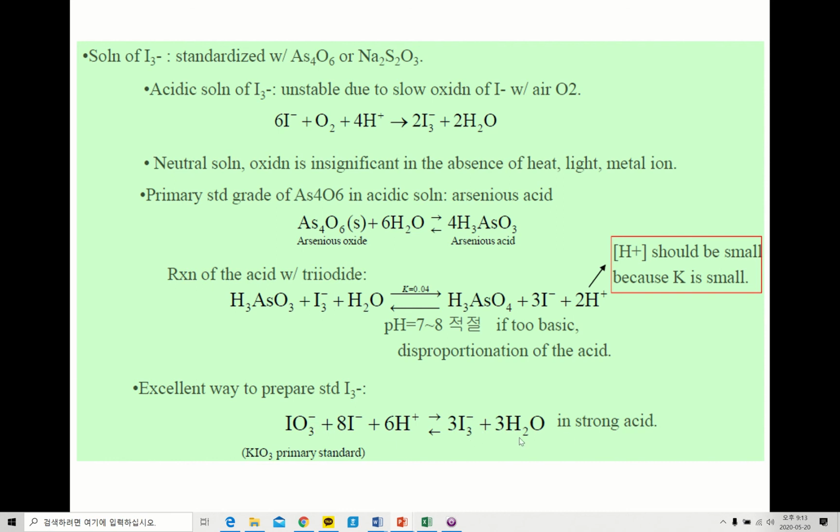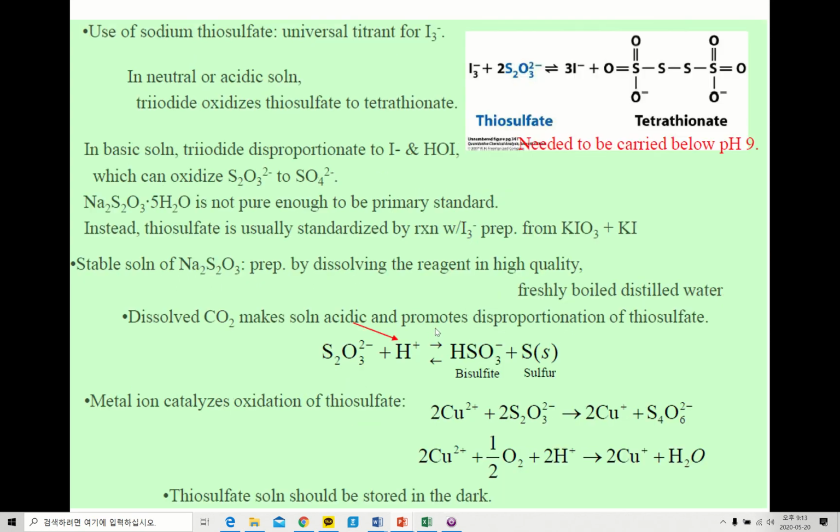Triiodide. This reaction proceeds quantitatively. So this is another way to prepare a standard triiodide solution. And as I said, this triiodide can be quantified by thiosulfate as a reducing agent. This is the very famous reaction.